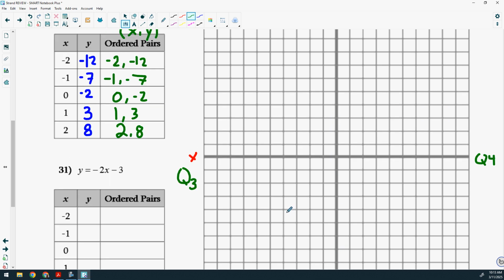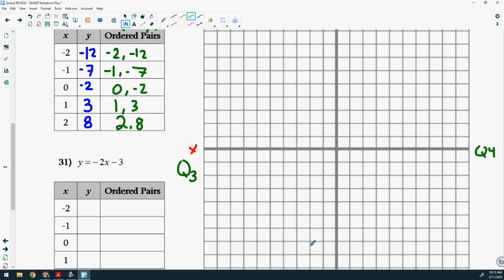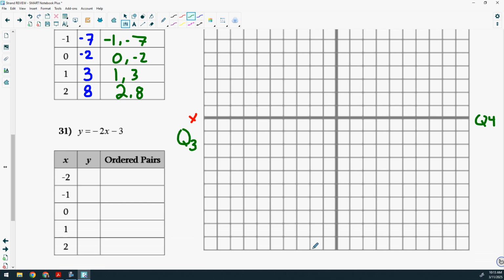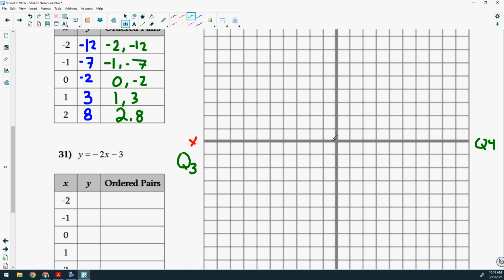So negative 2, negative 12. Well, let's maybe make it a scale of 2. So we'll go 2, 4, 6, 8, 10, 12.